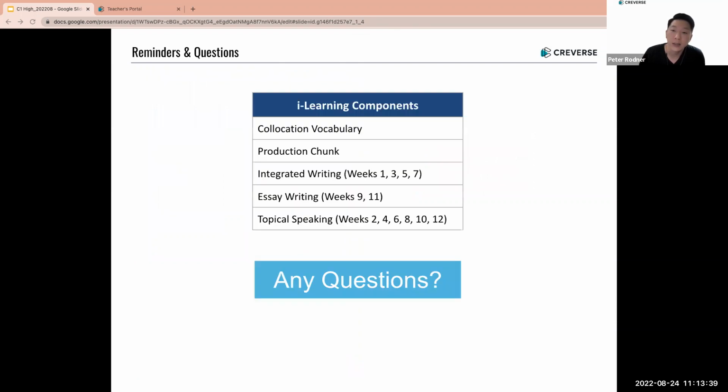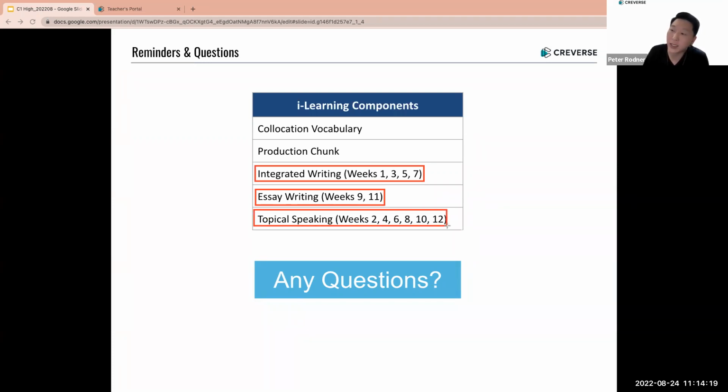Lastly, there are the iLearning components. It is important that you take the time to review and remind students to complete iLearning. I understand that we don't grade them ourselves. However, we do have an impact on them, and we do want to see how the results are. So for example, if you went over the reading and the integrated writing, this is also when they'll have to do it, weeks 1, 3, 5, and 7. Essay writings, weeks 9 and 11. Hopefully you'll see their grades improve on those as you teach them more and more skills from the SMART textbook. Then again, the topical speaking, 2, 4, 6, 8, 10, 12, even weeks.